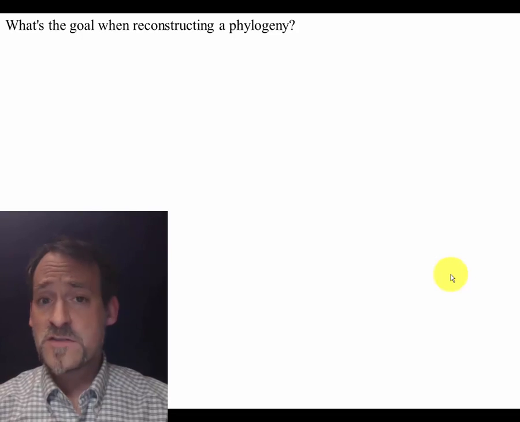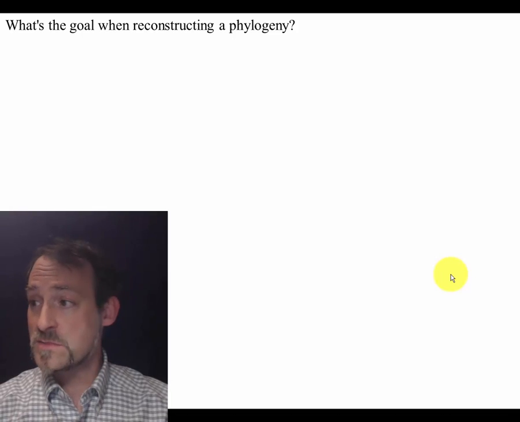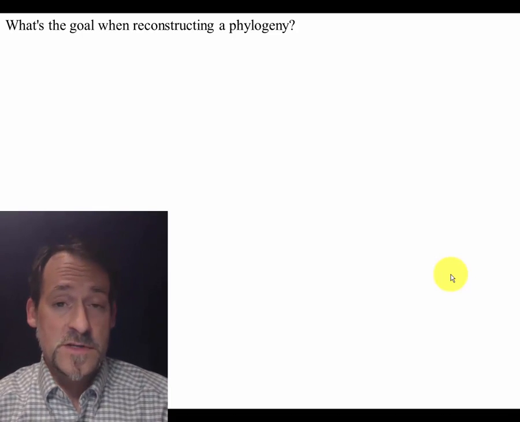And biologists have managed to do some pretty amazing things with these tools. It's almost like having a time machine and being able to go back in time and look at organisms that have been dead for millions of years.